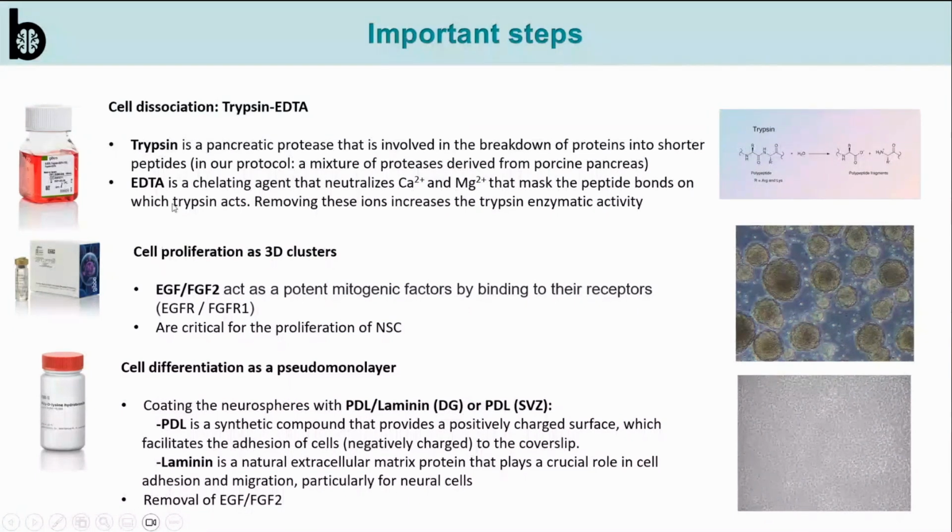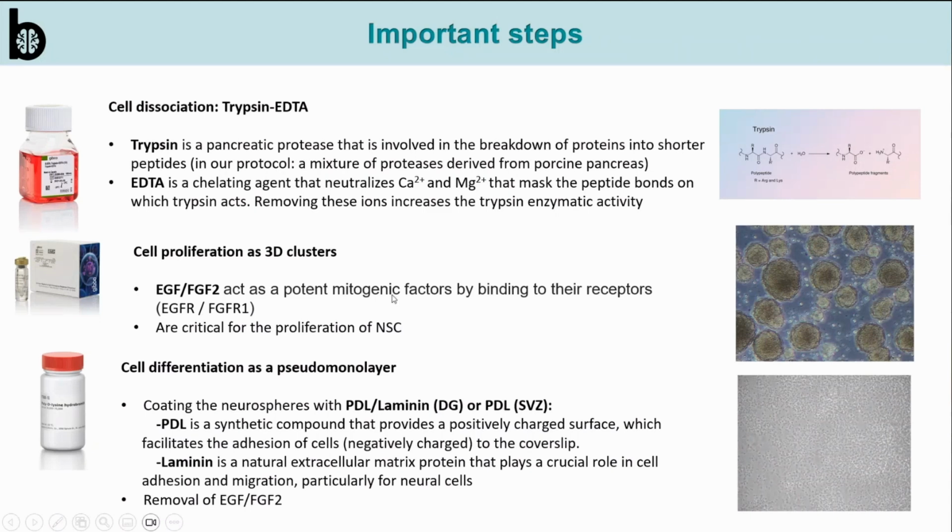Then we dissociate and grow these cells as 3D clusters, the neurospheres. You can see the images here. For that, we need the growth factors EGF and FGF2. As I said before, these neural stem cells are responsive to EGF and FGF. They have the receptors EGFR and FGFR1, so when EGF and FGF are present in the medium, they bind to these receptors and activate a signaling pathway that allows proliferation of the stem cells. This is how you get a neurosphere: it comes from one cell, which, through activation of EGFR and FGFR1 and this signaling pathway, divides more and more, creating these 3D clusters.